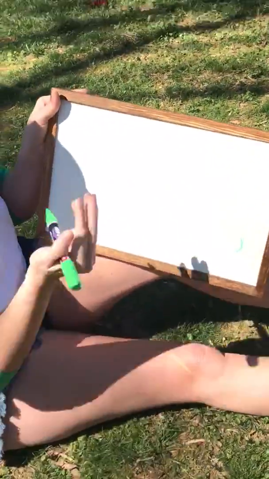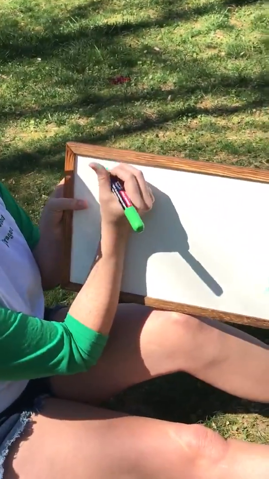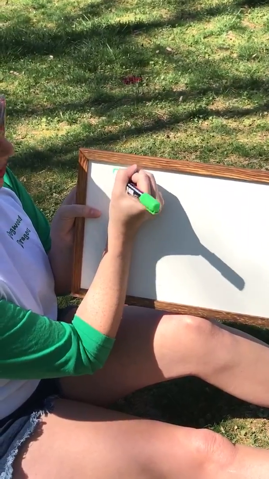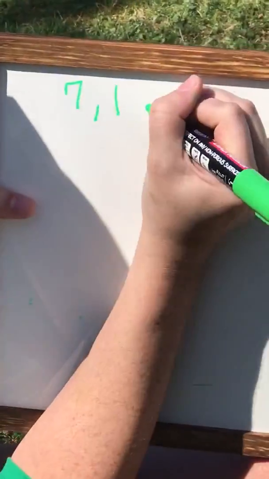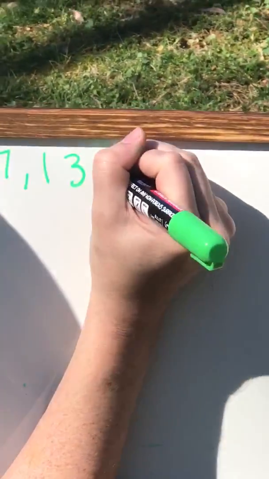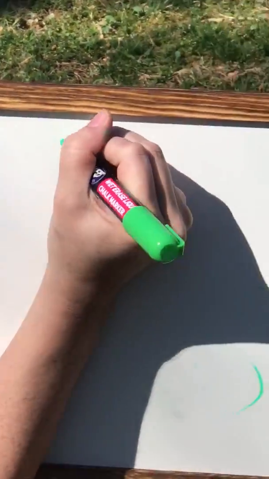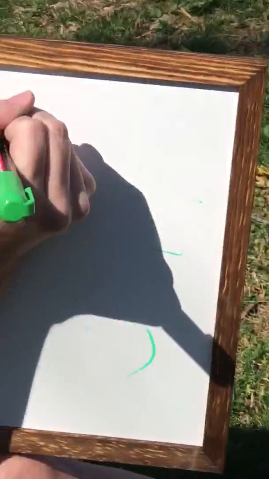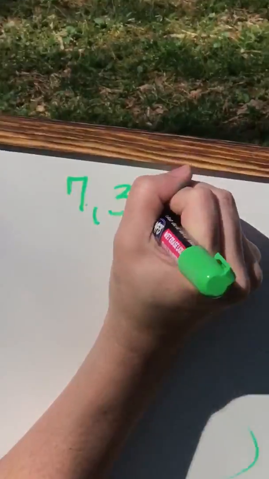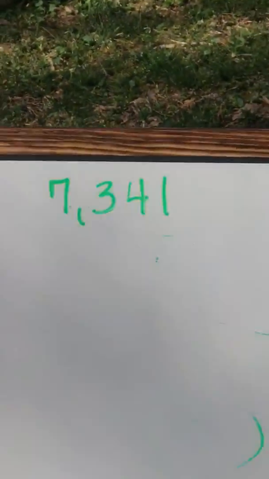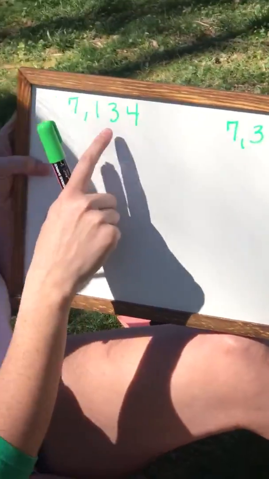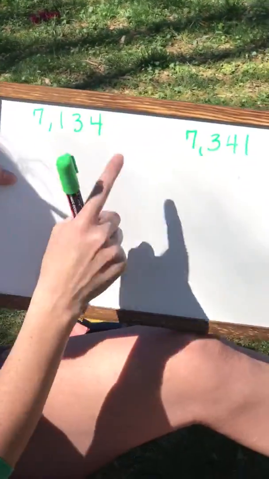All right, next number. How about 7,134 and 7,341? Again, we're just going to make a chart. How many places or how many values do we need to represent in our chart? 4 different values.